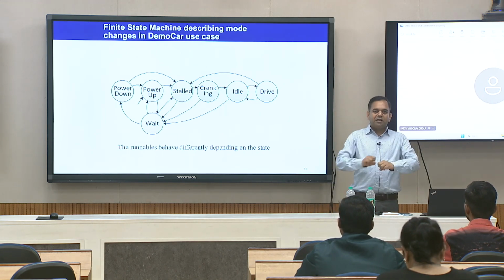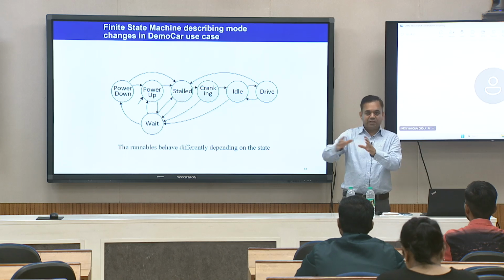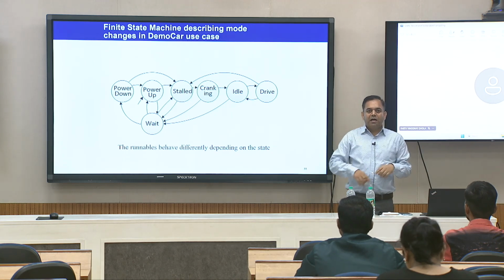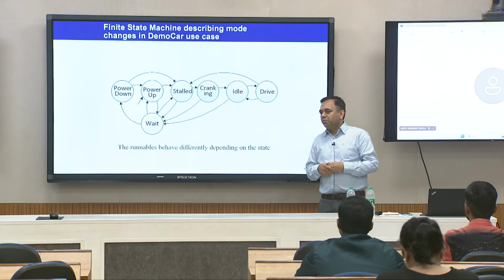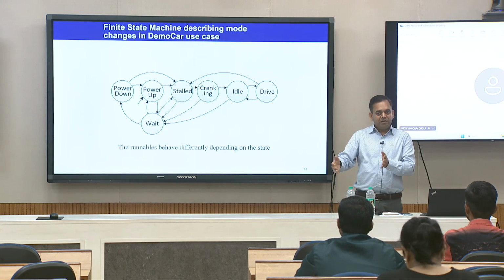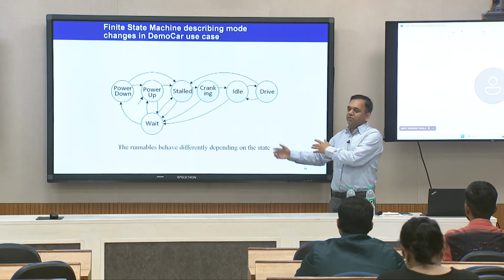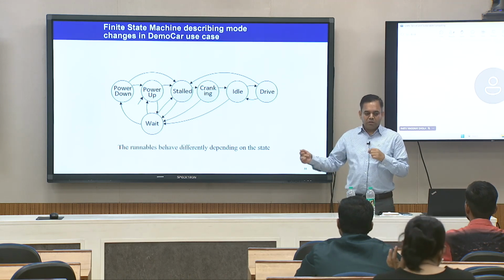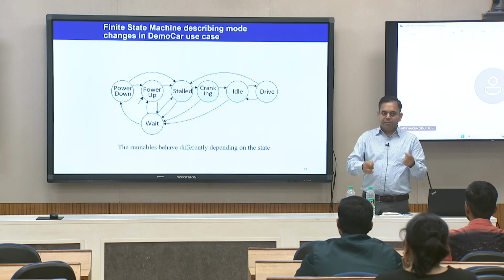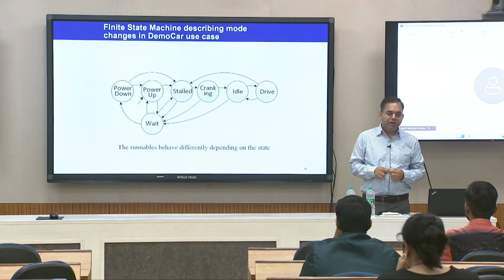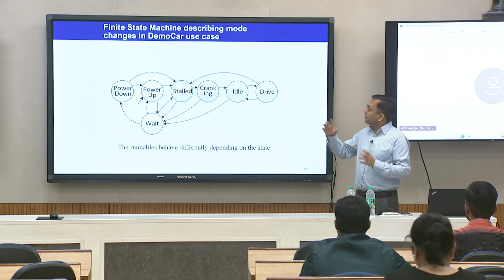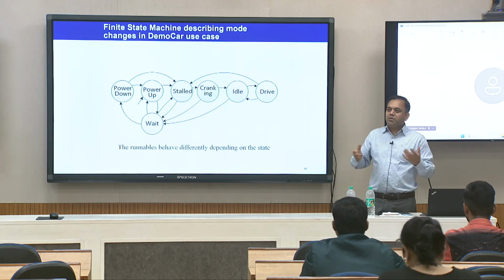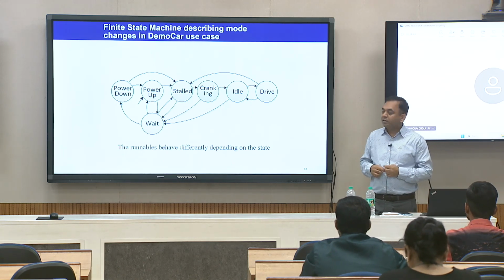Again, when you start driving, the state changes, and in driving as well, you could be driving at low speed, that's one mode, or driving at high speed, that's another mode. In all these modes, there are runnables running in different electronic control units. So that's a way to define the state of a car.